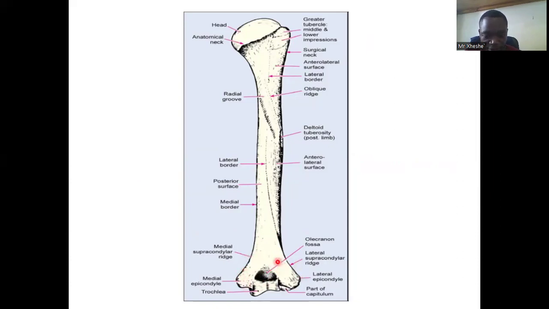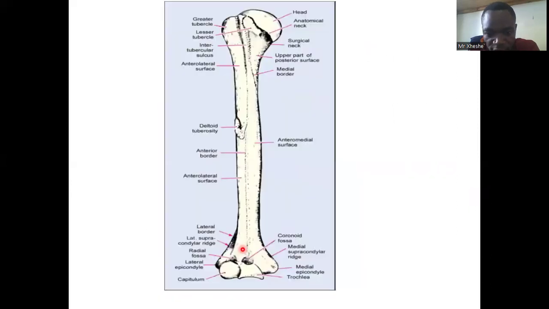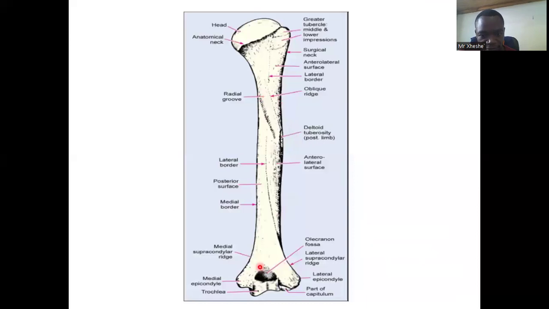If you look at the distal part, the posterior part only has one cavity there. Check out the anterior one. See, anterior has two. 1, 2. So the moment you see in the distal part that there are two fossae, then you're looking at the bone from the front. If you see that there's only one big fossa, like that, then you're looking at the bone from the back.